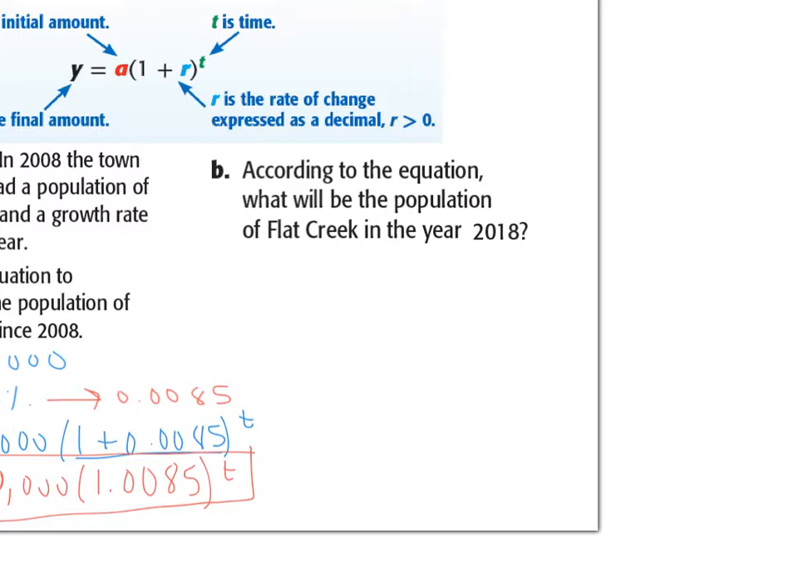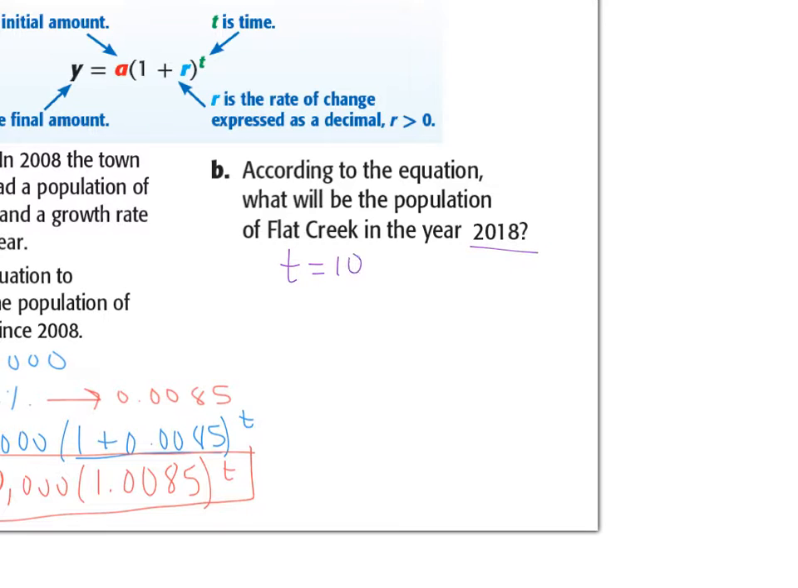Okay, part B now says, according to the equation, what will the population of Flat Creek in the year 2018 be? So now I need to plug in how many years 2018 is after 2008, and that will be whatever t is. Well, 2018 is 10 years after 2008, so t will equal 10.